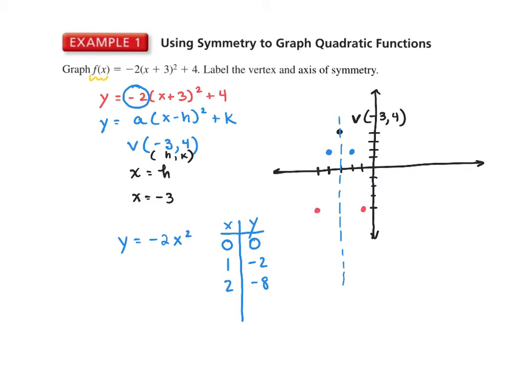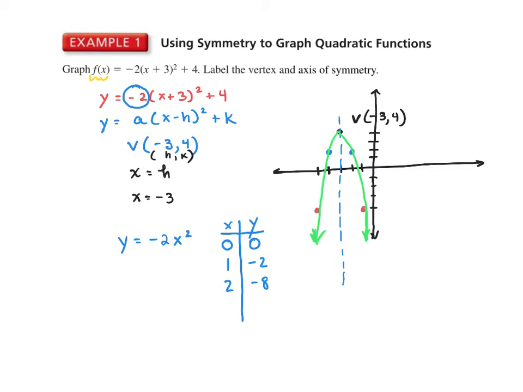And you can see this parabola, as I draw it in, is narrower than the parent function. It opens upside down like we predicted. And it has the correct vertex.